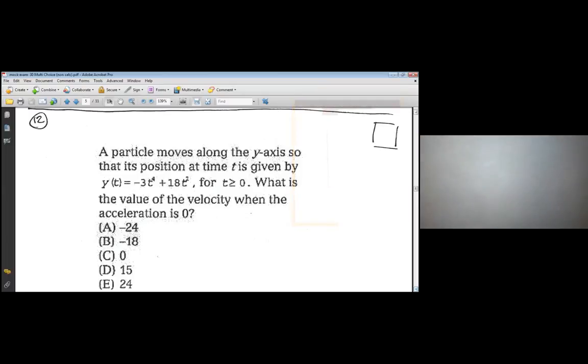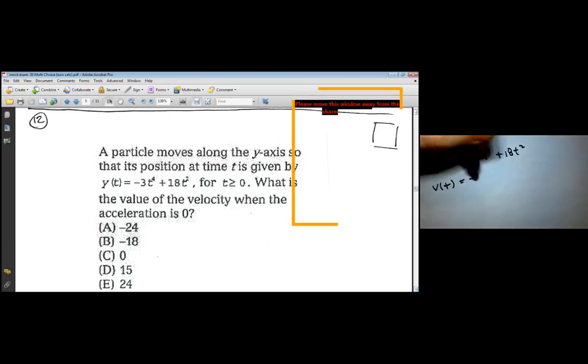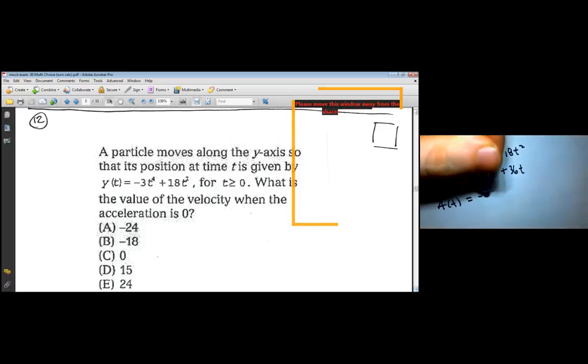All right, hold on. So let's just try to wrap our head around that. So we have y of t is position, and that's negative 3 t to the 4th plus 18 t squared. All right, so let's just get velocity out there. So that's negative 12 t to the 3rd plus 36 t makes acceleration negative 36 t squared plus 36. Okay.